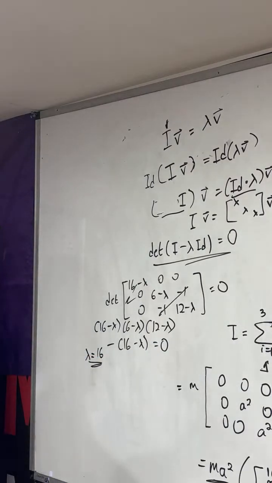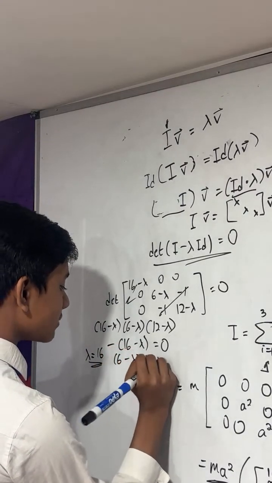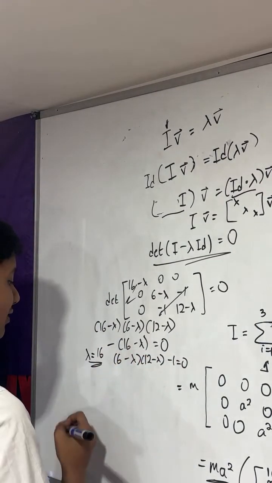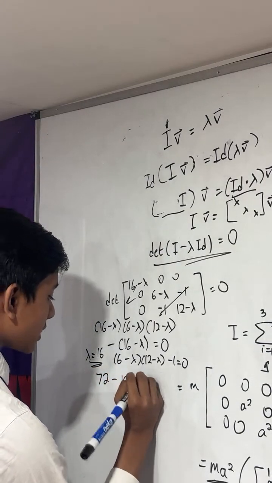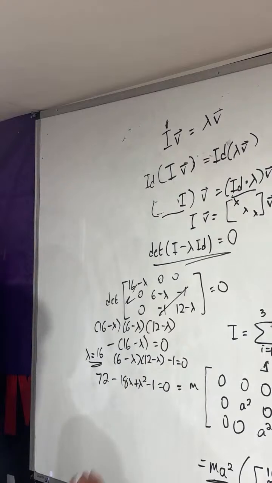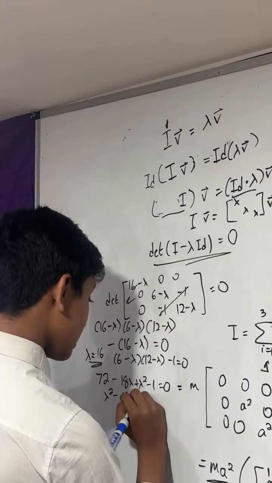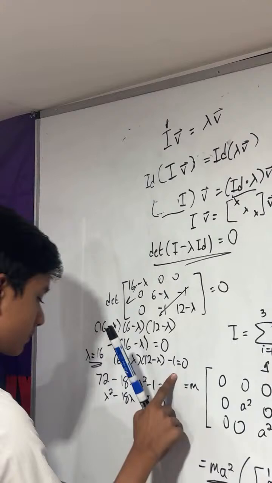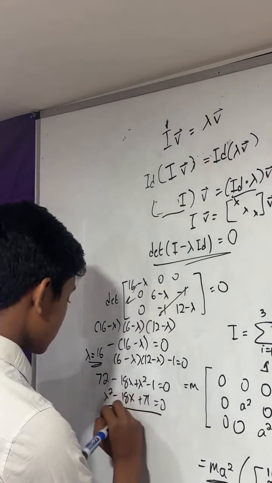But then, what are the other eigenvalues? Well, we get 6 minus lambda times 12 minus lambda minus 1 has to be equal to 0. Expanding 6 minus lambda times 12 minus lambda gives 72 minus 18 lambda plus lambda squared. So that gives you lambda squared minus 18 lambda plus 71 is equal to 0. Now we have to find the solutions to this.